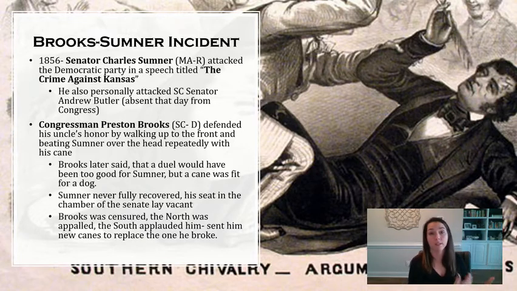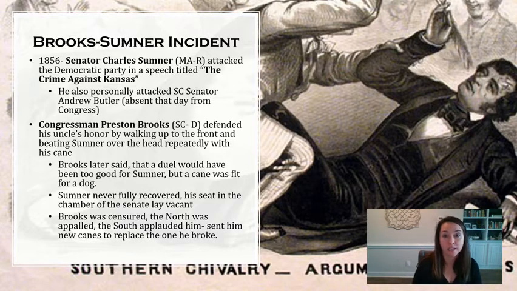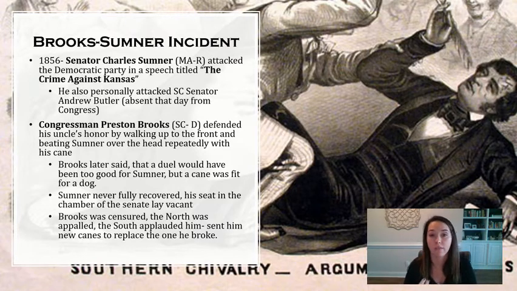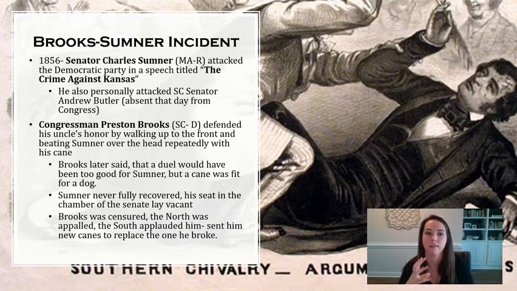So there's a response to the Kansas-Nebraska Act. He gives a speech in Congress titled "The Crime Against Kansas," and he goes on to talk pretty in depth about, and actually calls people out about how horrible what they did in Congress was and the ramifications of it, and how it's the Democrats that are at fault for what is happening in this country. It's that Southern conspiracy, slave power control argument. One of the people that he personally attacks is South Carolina Senator Andrew Butler.